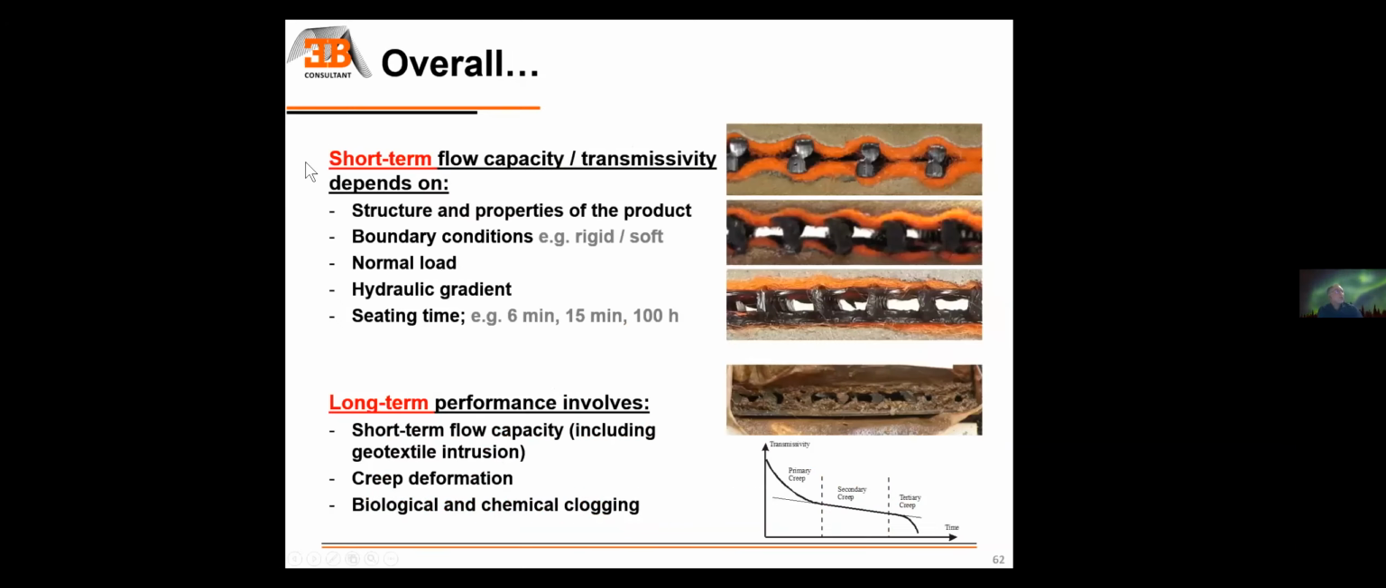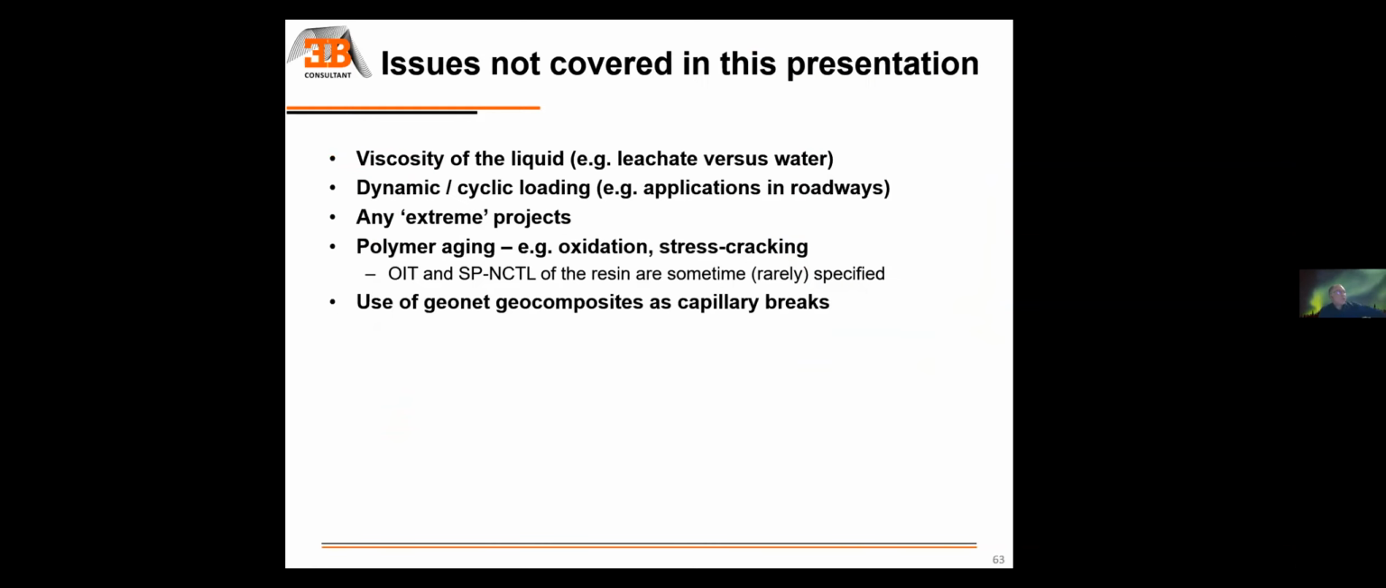So overall, we have the short-term flow capacity, transmissivity, which depends on the structure of the product, on the boundary conditions, on the normal load, on the hydraulic gradient, and on the sealing type. The long-term performance is going to depend, of course, on the short-term flow capacity, on the creep deformation, and on the biological and chemical clogging. So that's basically the message I wanted to convey.